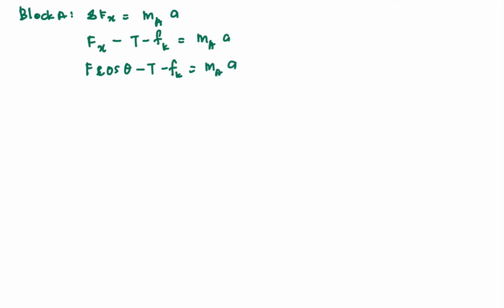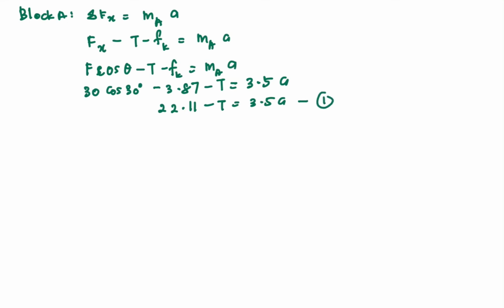Okay, substitute values. 30 cos 30 degrees minus, so for Fk it is 3.87 from just now, minus T equal to 3.5a, and then simplify. 22.11 minus T equal to 3.5a. Okay, so this will be our first equation, and then the second equation is from block B.